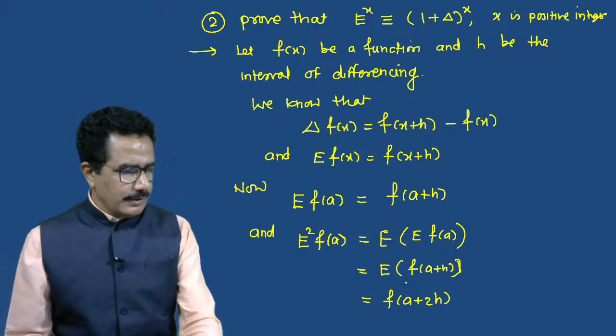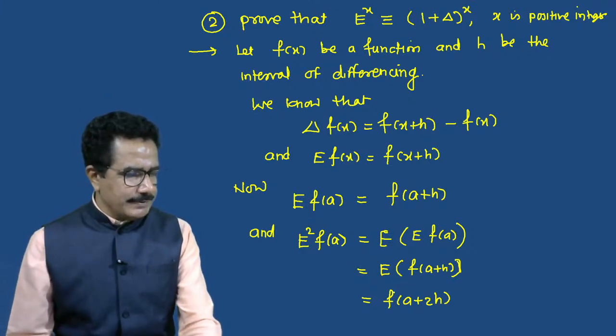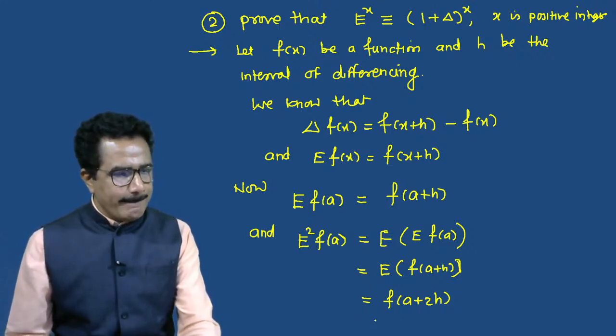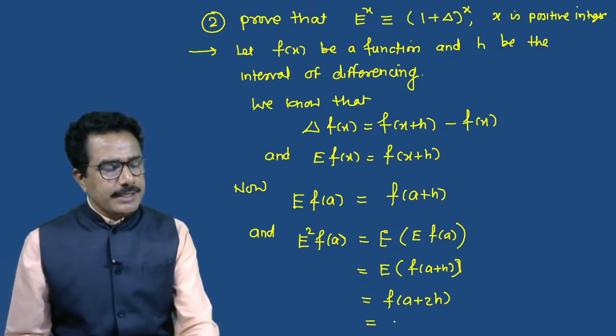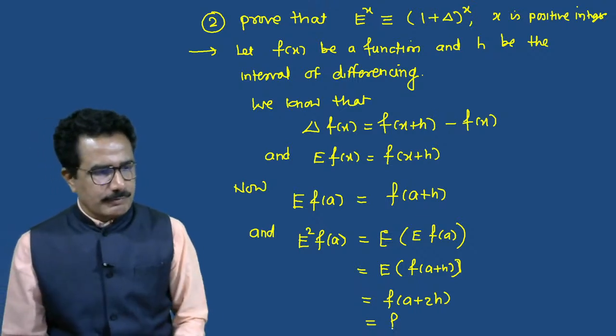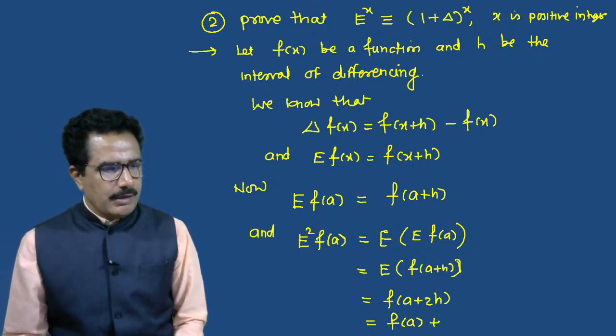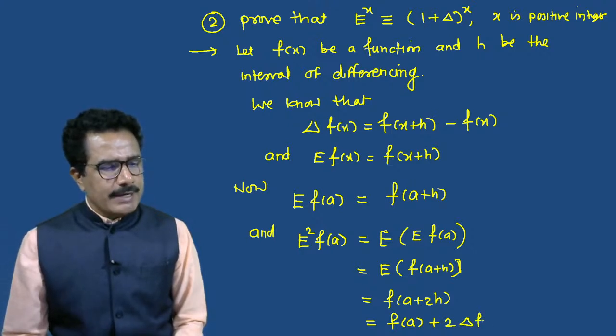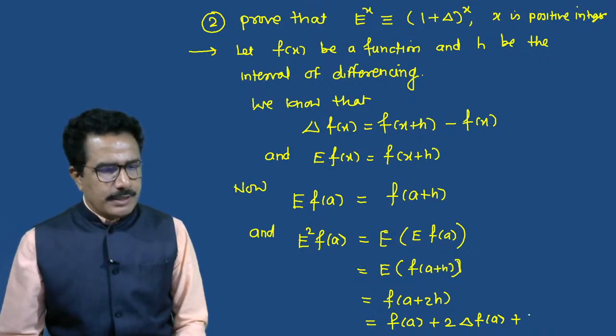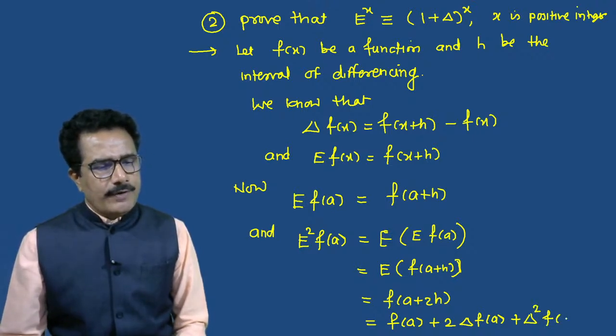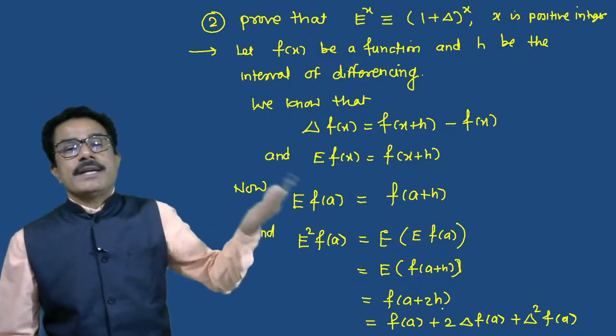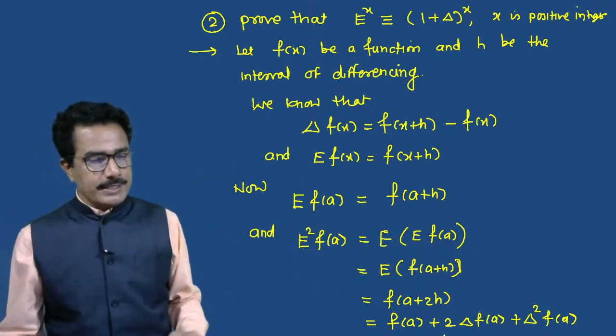Now we know that f of a plus 2h can be written as f of a plus 2 times delta f of a plus delta square f of a. Solve this and you get f of a plus 2h.